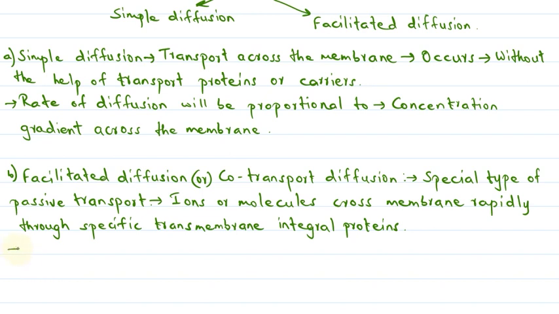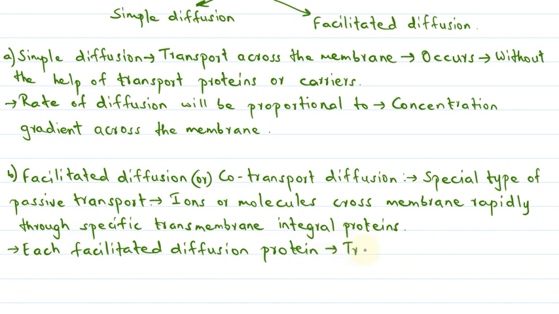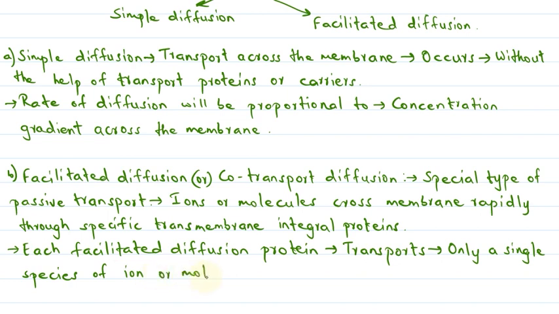Each facilitated diffusion protein transports only a single species of ion or a single species of molecule, and the maximum transport takes place at lower concentration gradient of molecule across the membrane. Okay, so now let's quickly revise everything that we have studied today.